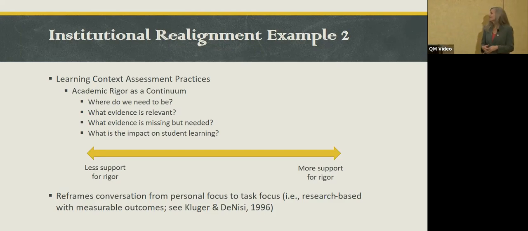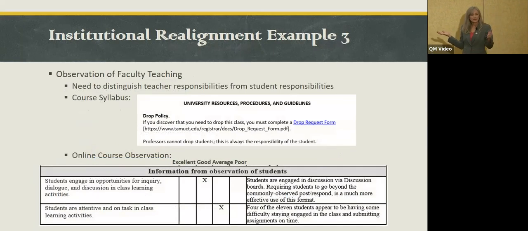This is a true story. It's not hypothetical at all. This is from my observation of teaching back in the spring. When we look at faculty teaching, we need to give faculty members feedback to help them more effectively promote student learning. And in this case, I took a screenshot of one of my course syllabi, because when it comes to distinguishing teacher and student responsibility, our registrar's office makes that very clear. When we talk about the drop policy, professors cannot drop students. This is always the responsibility of the student. Pretty clear. That's confused, though, on our observation form of teaching.